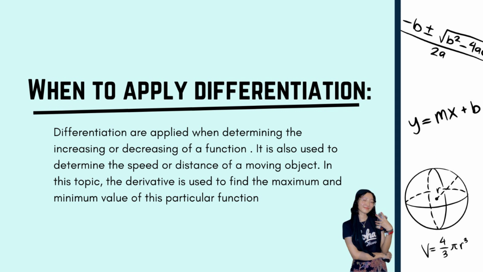You may be wondering, when do we apply differentiation? Well, differentiation is applied when determining the increasing or decreasing of a function. It is also used to determine the speed or distance of a moving object. In this topic, the derivative is used to find the maximum and minimum value of a particular function.